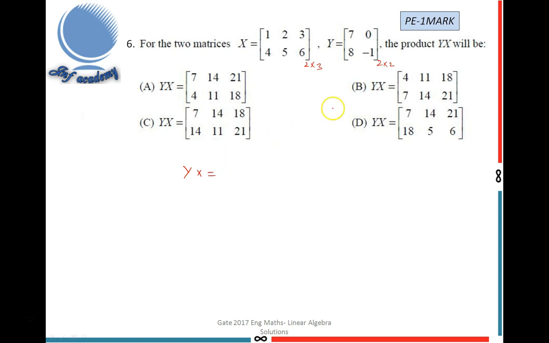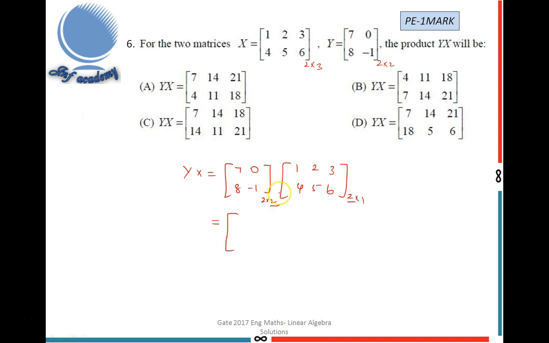YX equal to, Y is 7 0, 8 minus 1. X is 1 2 3, 4 5 6. This matrix is 2 by 2. This matrix is 2 by 3. Here, these two elements are equal. That means the number of columns in the first matrix and the number of rows in the second matrix are equal, then you can multiply. Finally I get a 2 by 3 matrix.